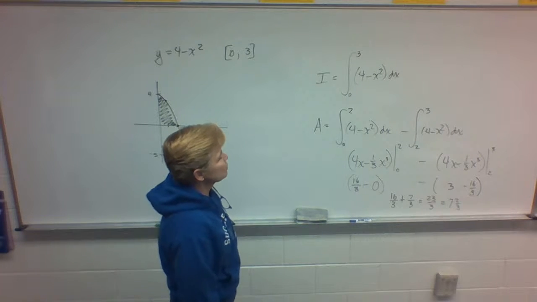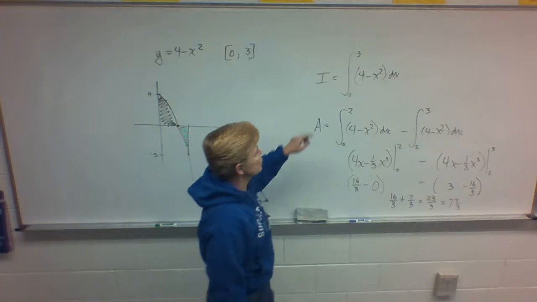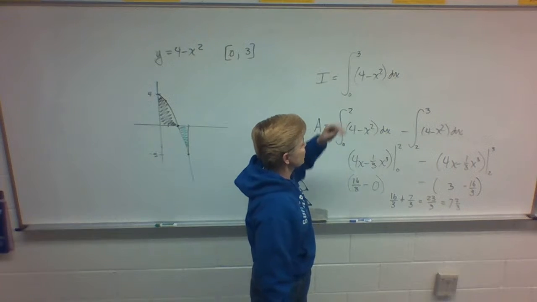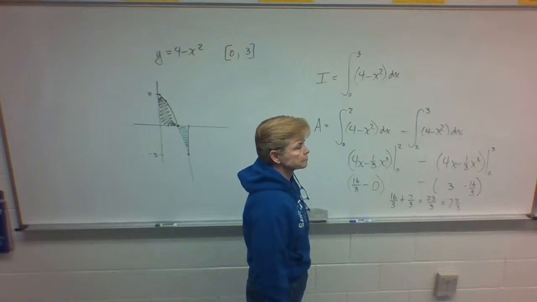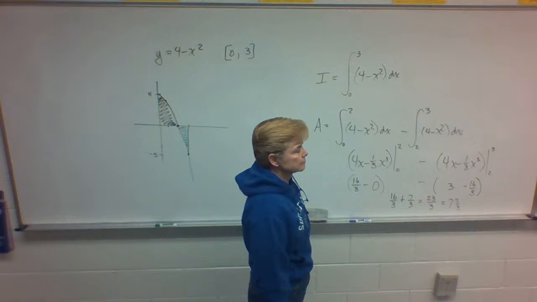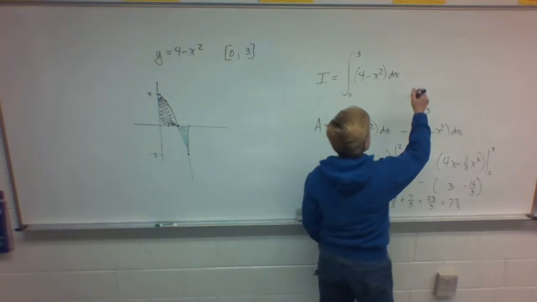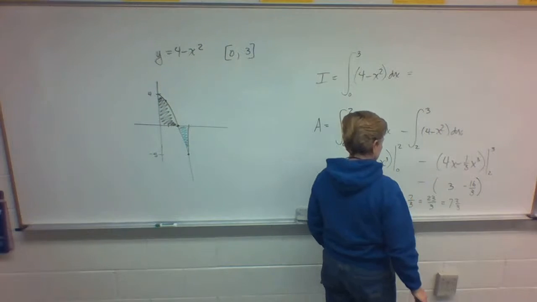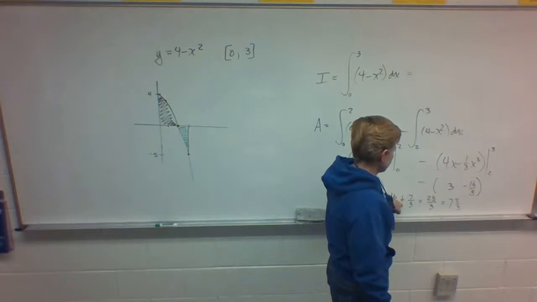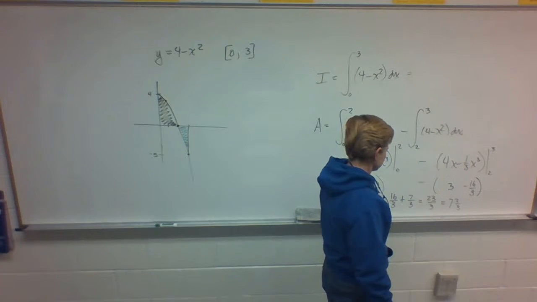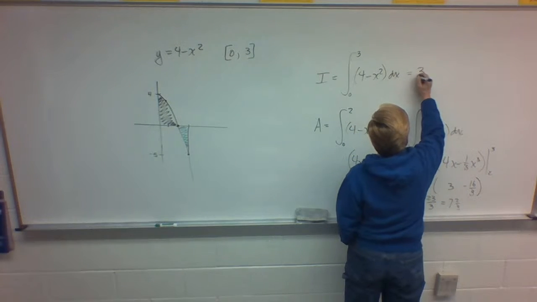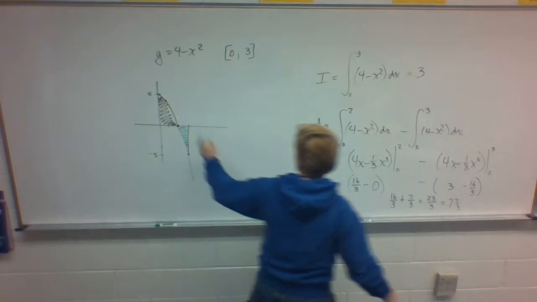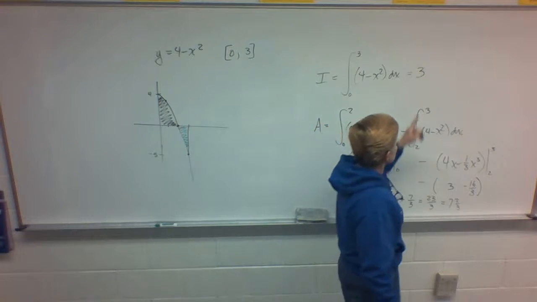What happens if you, folks, just do the integral here? What if you just evaluate the integral? What do we get for that? You do the 3 minus... it's going to be this minus this, right? Which would be 9/3, which is 3. So the integral, which accounts for positive and negative space, is 3.